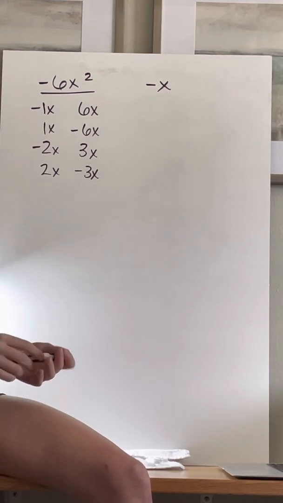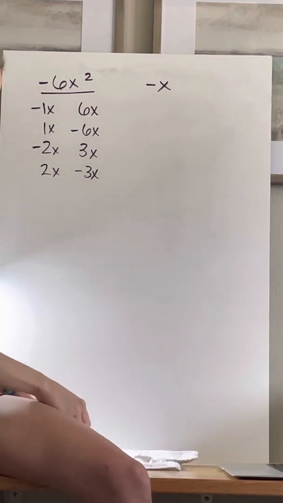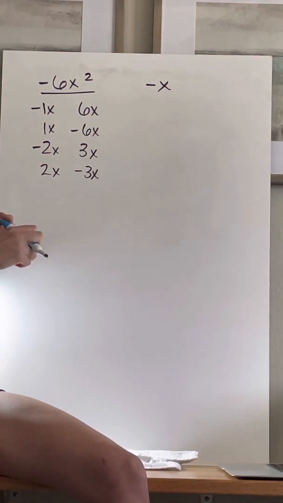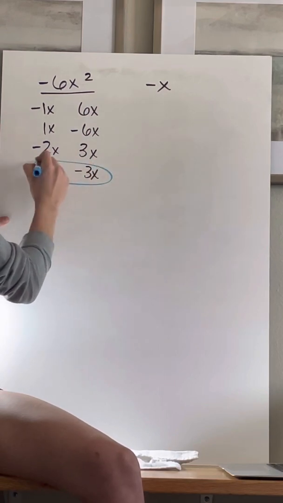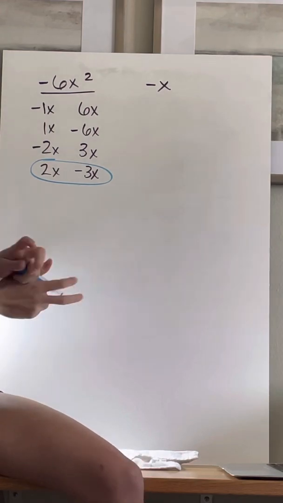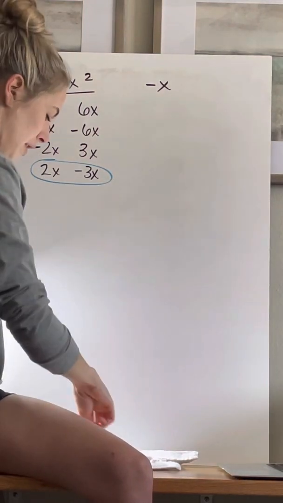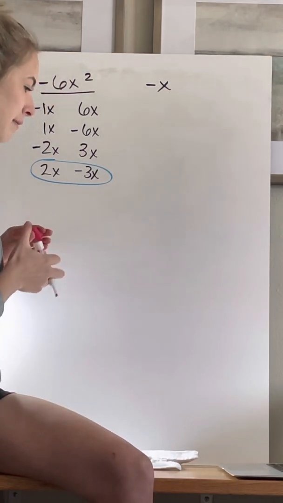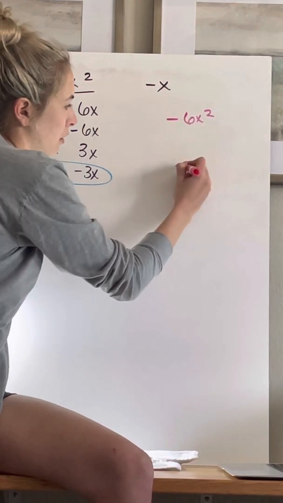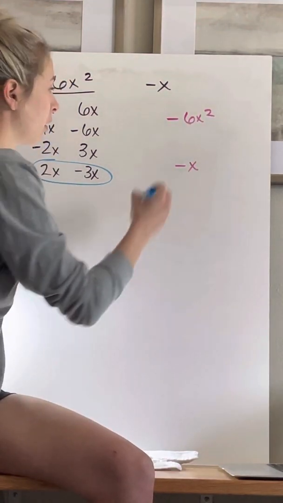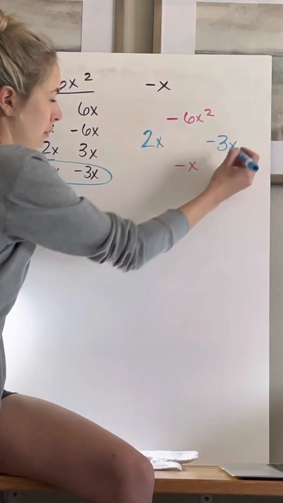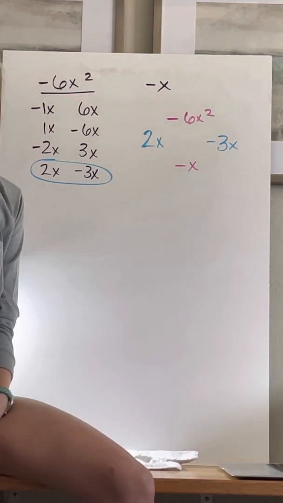Now, which one of those is going to add together to give us our negative x, or our sum? Well, it's going to be this one, right? Because when you add 2x plus a negative 3x, you get a negative x. So let's go ahead and write it in our diamond that we had before. We have negative 6x squared, negative x, product and sum, and our two multiples that we found, which are 2x and negative 3x. Okay, so that's it for that example.